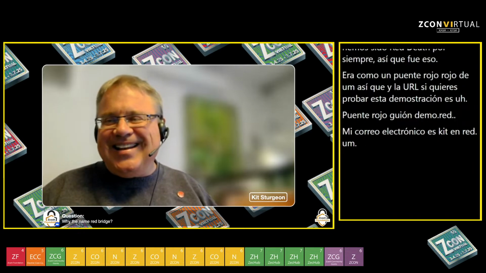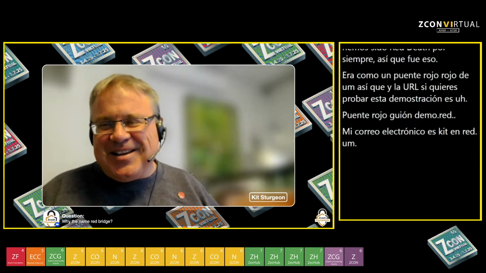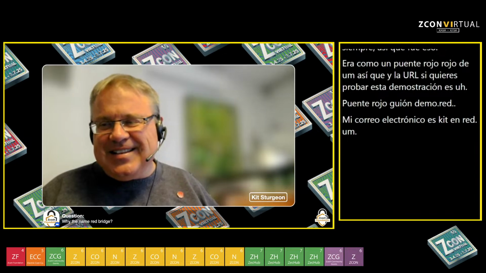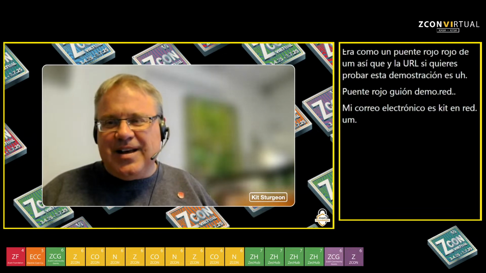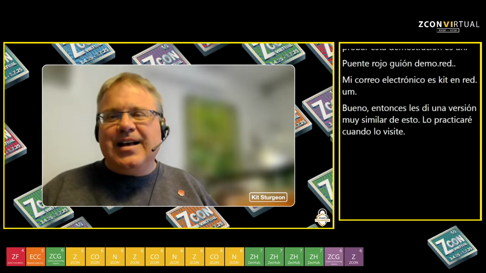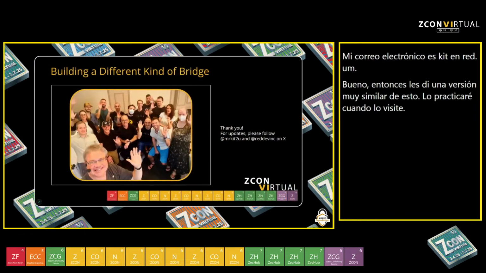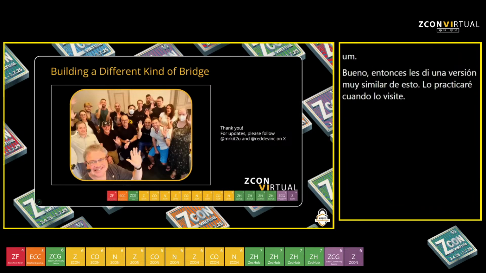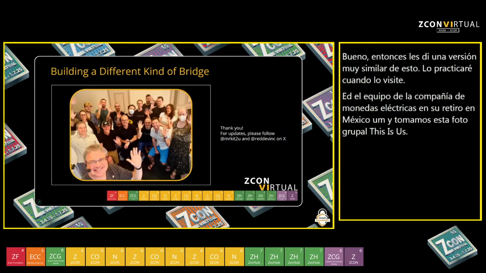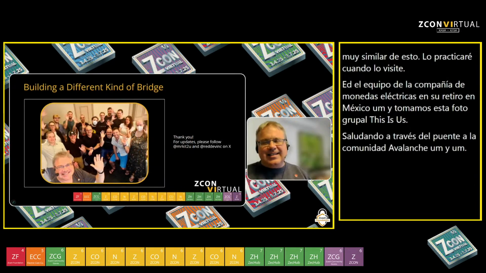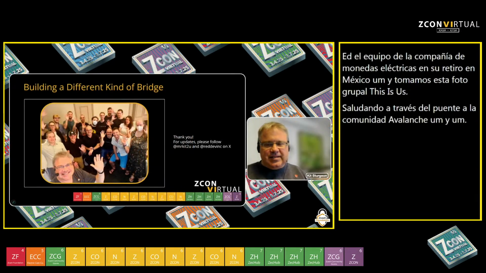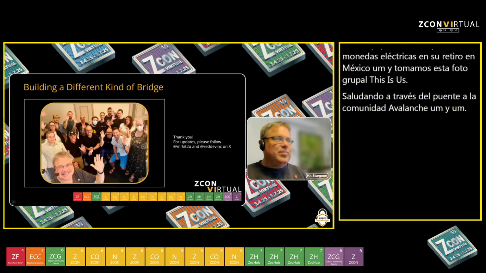I gave a very similar version of this, which I practiced when I visited the Electric Coin Company team on their retreat in Mexico. And we took this group shot. This is us waving across the bridge to the Avalanche community. Indeed, I think they're waving back with this grant announcement.